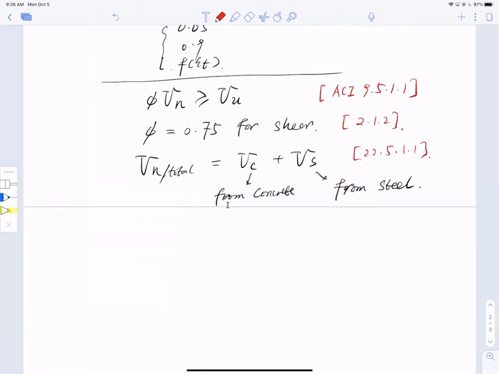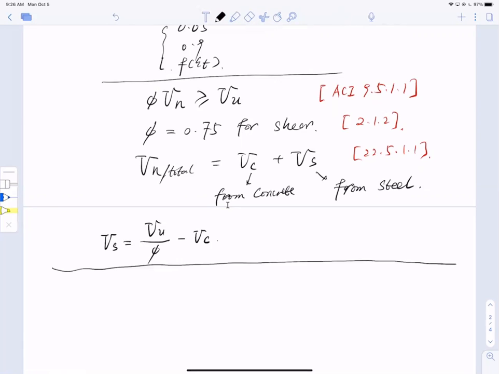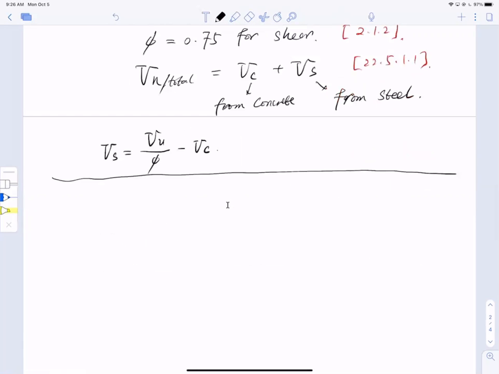I will be given a Vu. I divide it by phi to get a Vn. And if I want to find out how much shear the stirrups, the steel, must carry, I just use this equation right here. But we still don't know the shear resistance from concrete. We know from previously that shear resistance from concrete has three components: Vcz, Va, and Vd.